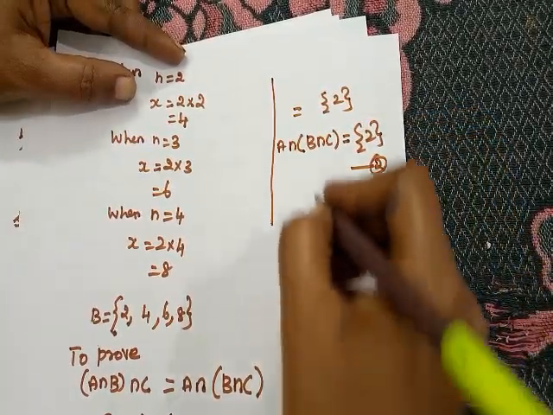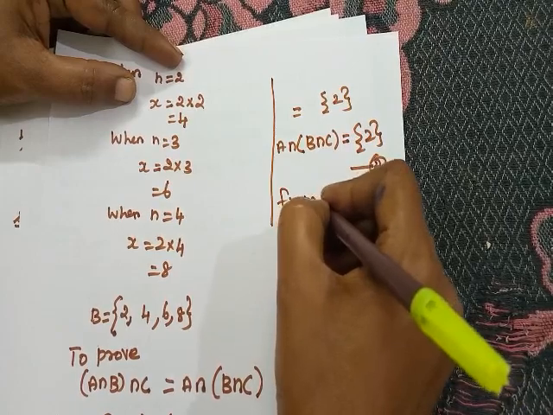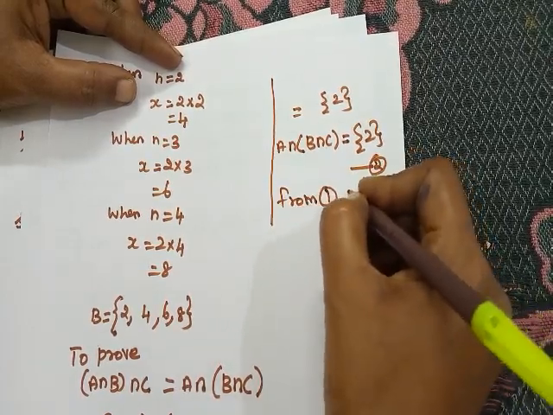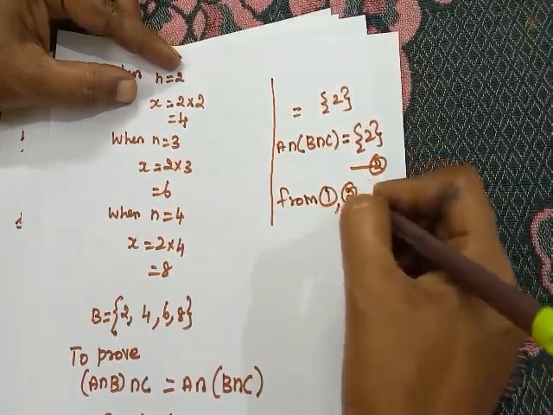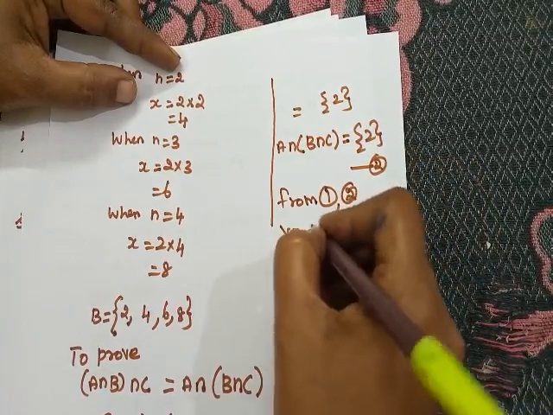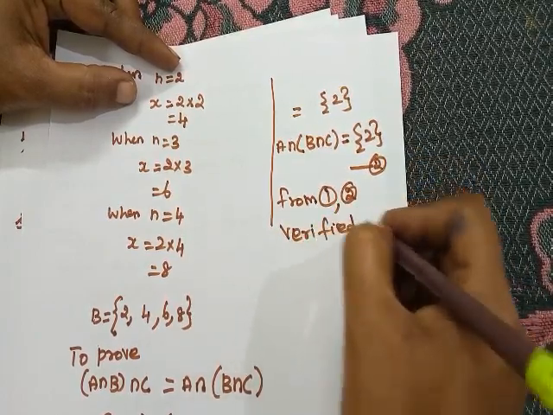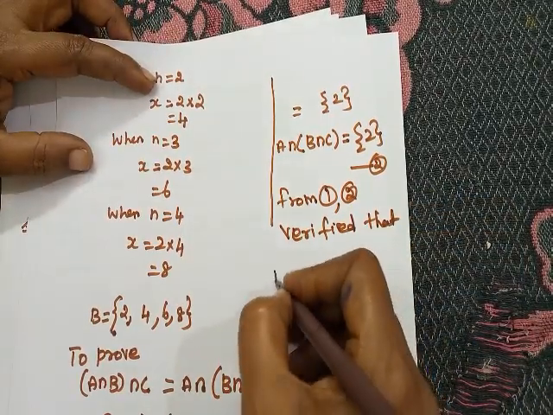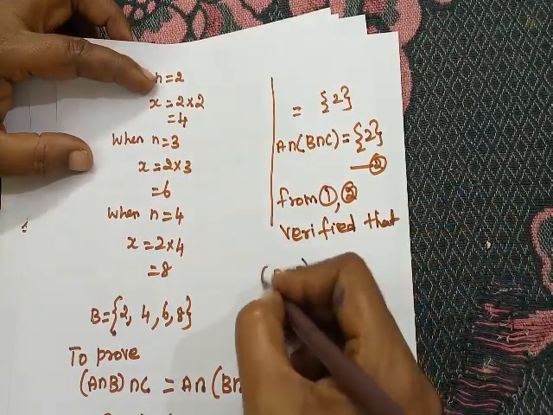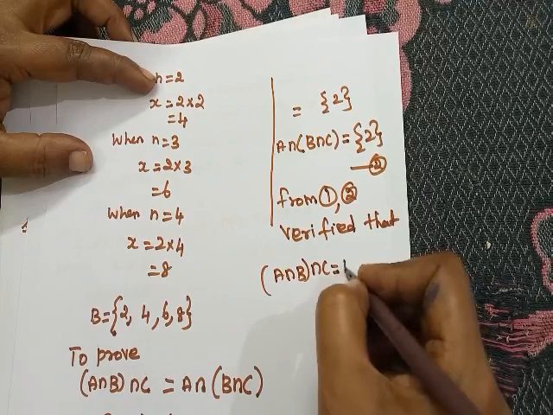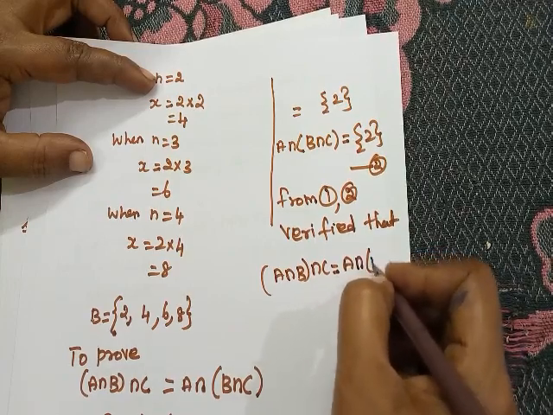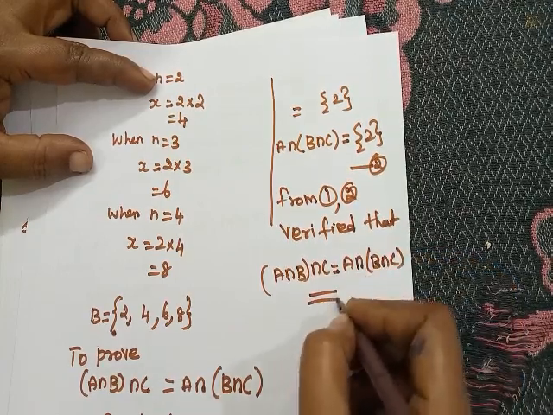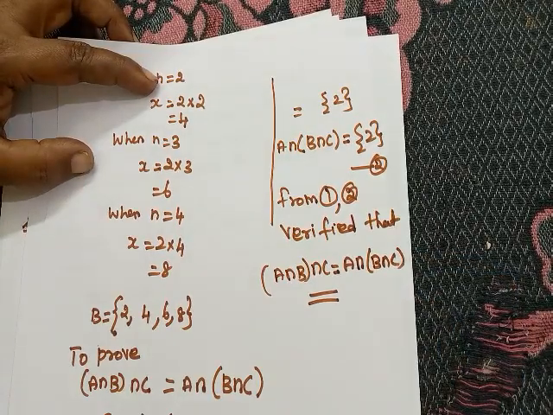From equations 1 and 2, verified. What we verified: A intersection B intersection C equals A intersection, bracket, B intersection C. Okay, understood? So there is a homework.